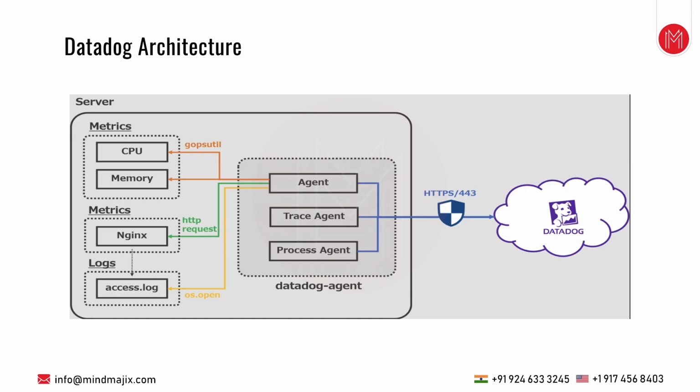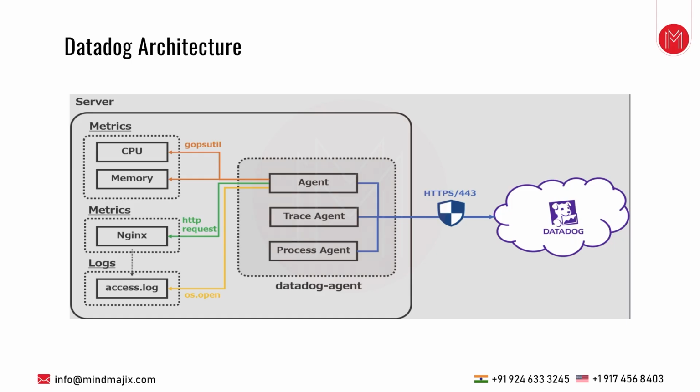The process agent again gives finer details in terms of individual processes that run within the particular server, not the server CPU and memory at a holistic level, but how individual processes run and what the CPU and memory utilization taken by individual processes is. These all can be viewed at the Datadog backend.